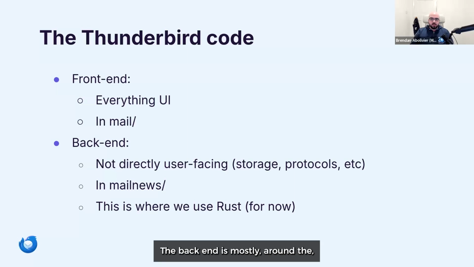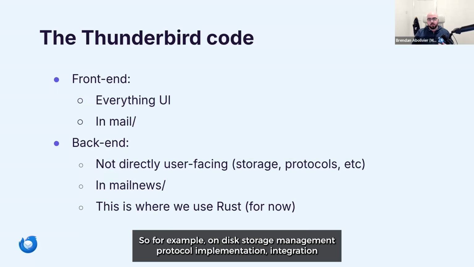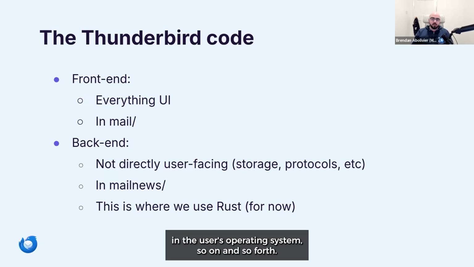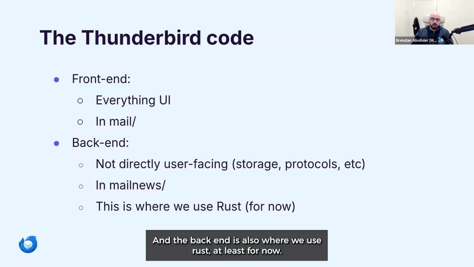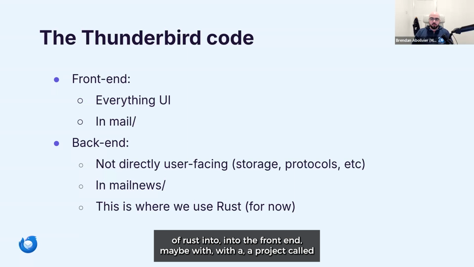The backend is mostly around the logic that is not directly user facing. So for example, on-disk storage management, protocol implementation, integration in the user's operating system, and so on and so forth. Most of the backend code lives in the mailnews directory of the Thunderbird repository. And the backend is also where we use Rust, at least for now. We want at some point to start looking into maybe integrating some bits of Rust into the front end, maybe with a project called Unify that the Firefox developers are working on.